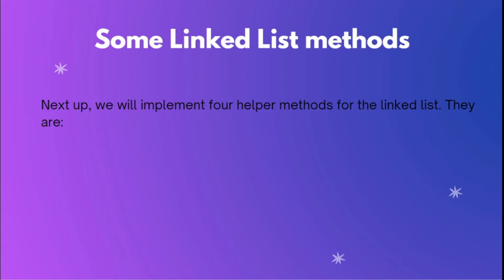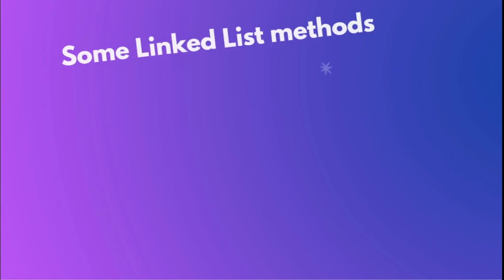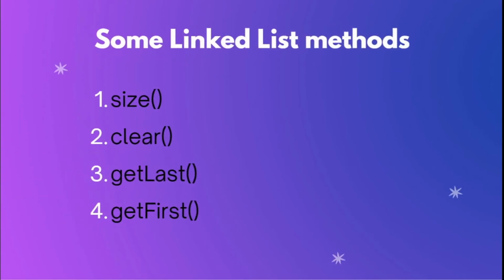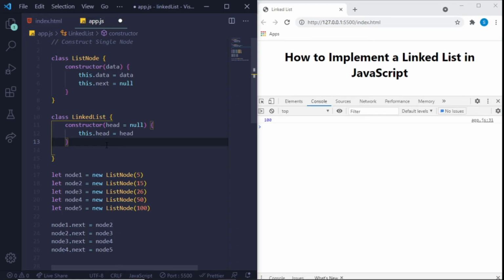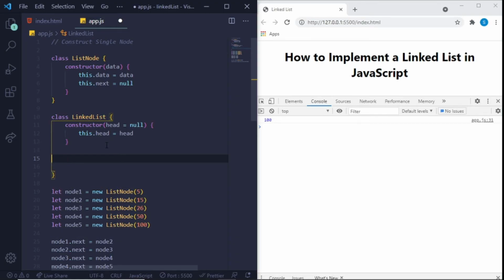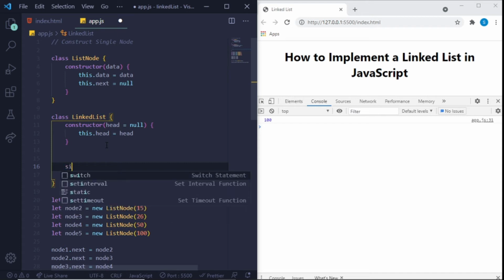Next up, we'll implement four helper functions for the linked list, and they are size, clear, get last, and get first. From their names, you should kind of understand what they're going to do, but I'll still explain them. Since we're creating methods, they have to be inside here. And the first method we're creating is size.